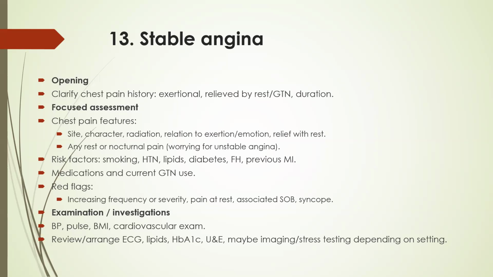Focused assessment, doctor. Chest pain features. Always talk about SOCRATES. Okay: site, character, radiation, and relation to exertion or emotion. Maybe I got angry. Maybe I was walking uphill. Maybe I was running for the bus. Maybe I was in a hurry in a shopping mall. Okay, and if the patient is getting any pain at night time, it is a worry, because we call it unstable angina. Okay, then talk about risk factors, doctor. If the patient has smoking history, high blood pressure, high lipids, and diabetes, family history, and previous MI.